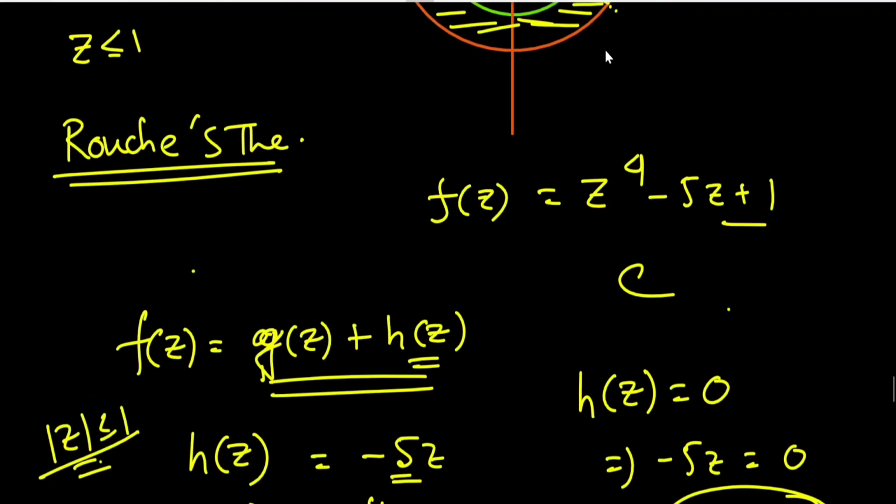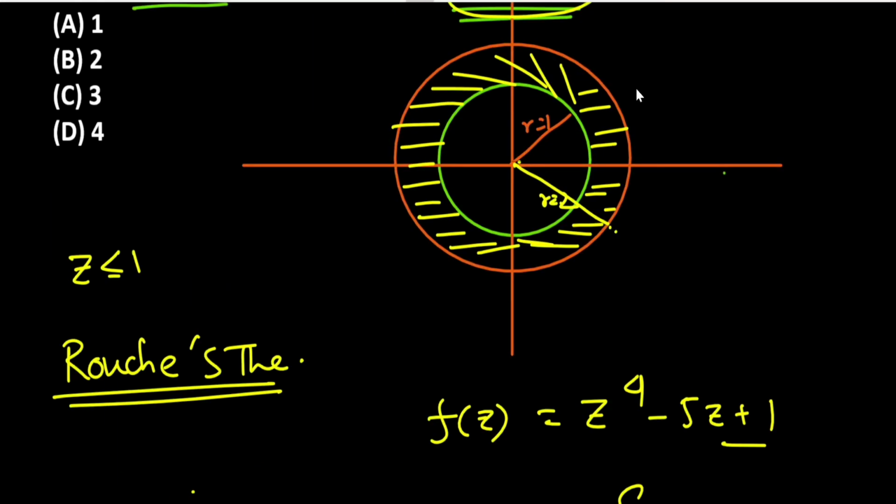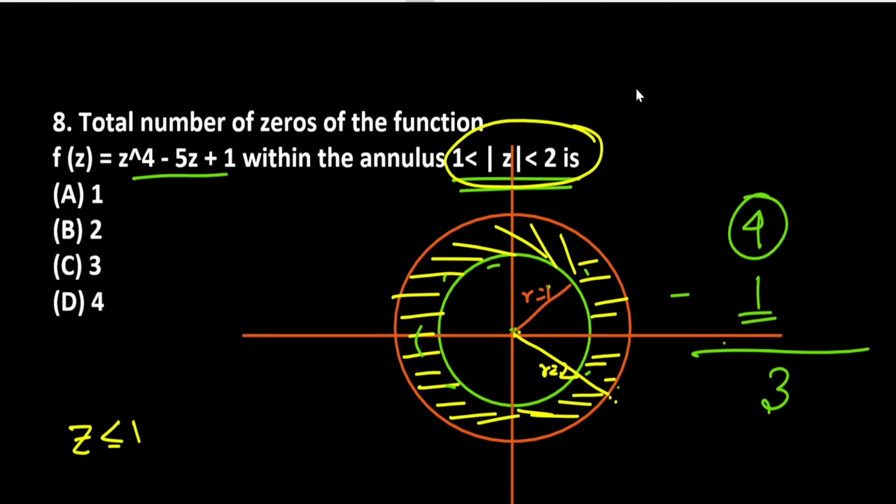Therefore in the circle of radius 2, the total number of zeros will be 4, and inside the smaller circle with radius 1 there is 1. Therefore the total zeros in this region is 4 minus 1, which is 3, which we have to find. So the correct answer is 3 here.